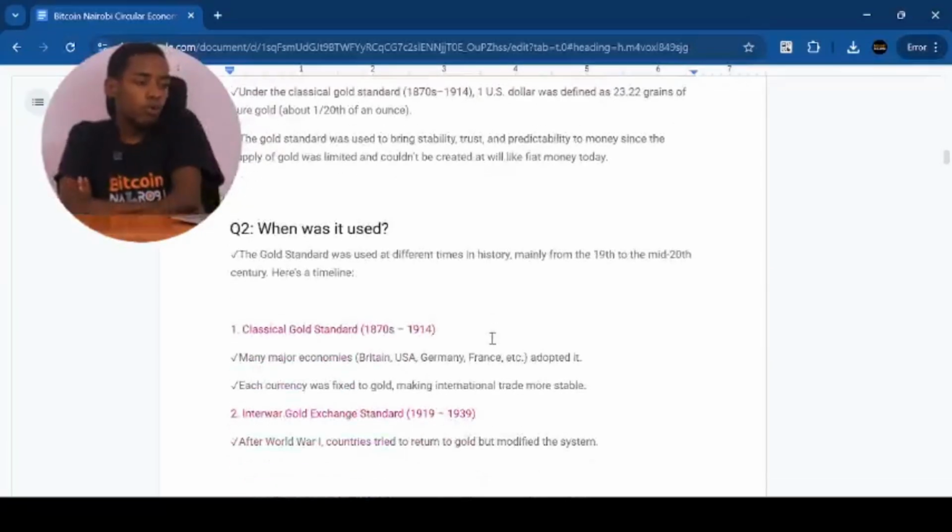So when was it used? The gold standard was used at different times in history, mainly from the 19th to the mid-20th century. Here is the timeline. Number 1, the classical gold standard, which was 1870s to 1914. Many major economies like Britain, USA, Germany, and France adopted it. Each currency was fixed to gold, making international trade more stable.